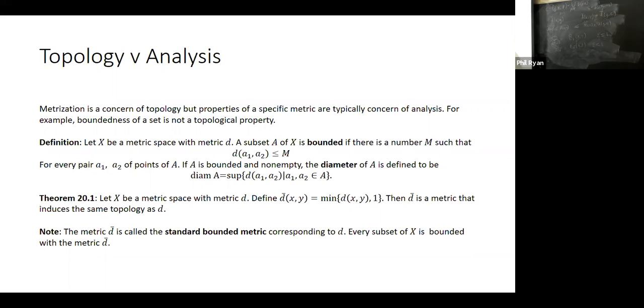Any metric topology can be given a metric such that every set is bounded. So this just crushes the idea that boundedness is in any way connected with topology. Things that are connected to topology are things like connectedness, whether the set is connected or not, or compactness. But these are things that we're going to study next. So they're topological questions.